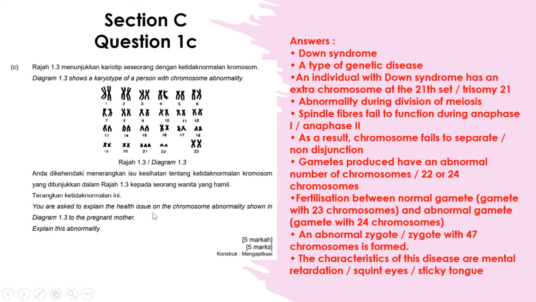So we go to the question. You are asked to explain the health issues of the chromosome abnormality shown in diagram 1.3 to the pregnant mother. What is the type of abnormality? When there is an extra chromosome on the 21st pair, this abnormality causes Down syndrome. So the first point is Down syndrome. It is a type of genetic disease, which means it can be inherited.